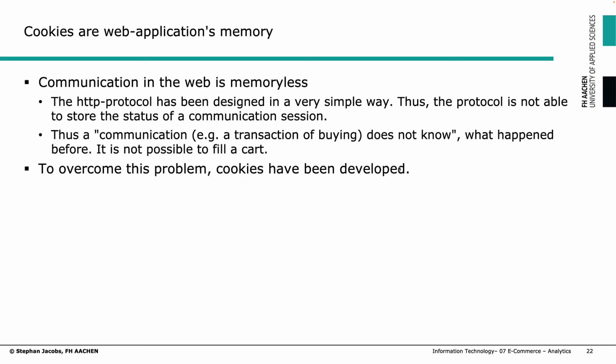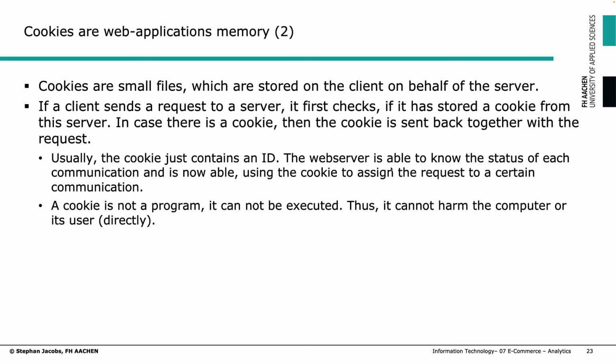To overcome this problem, cookies have been developed. Cookies are small files which are stored on the client on behalf of the server. If a client sends a GET request to a server, it first checks if there is a cookie stored from the server. In case there is a cookie, then the cookie is sent back together with the GET request. Usually, the cookie just contains an ID. The ID is unique, so it's something like a passport, where users can be identified. The web server is now able to identify which ID has been sent.